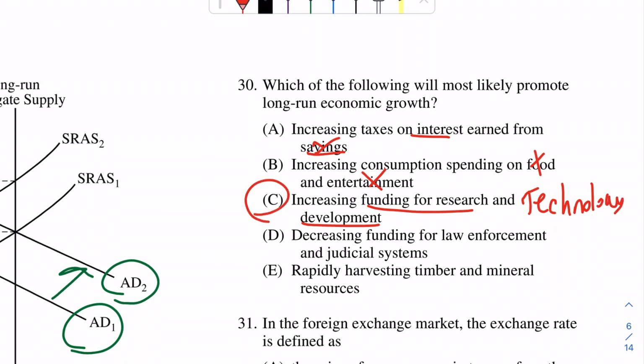There you go. If we decrease funding for law enforcement and judicial systems, no, right? Because we're having less funding for those things, we can't grow. Rapidly harvesting timber and mineral resources. Just because you can do it faster, that doesn't change your potential. If you found new resources, that would change your potential. But just because you can do it faster doesn't mean that changes your long run. Okay? So that was 21 to 30.